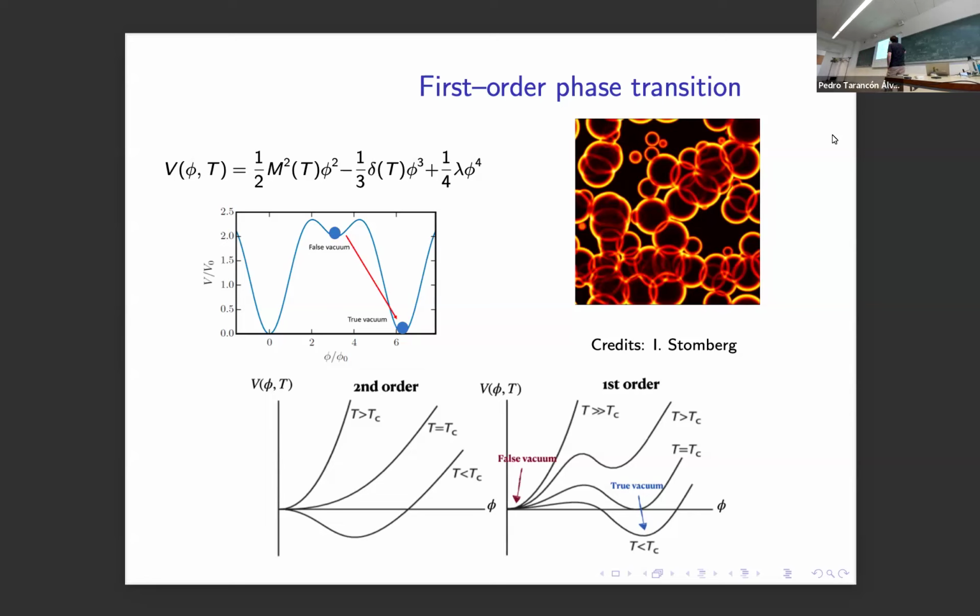And since this process will happen randomly, we expect to have random nucleation of these bubbles of the broken phase in the universe, and then these bubbles could start to expand, and then they could start to collide with each other. This is the main mechanism of production of gravitational waves that I will be discussing.